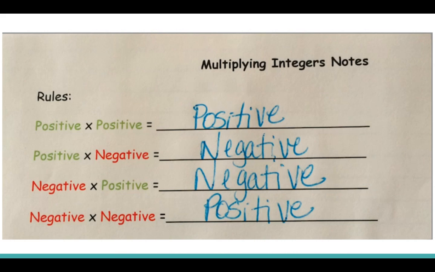All right, next is going to be your multiplying integers notes. Find your sheet with your notes. First thing we're going to go through is multiplying integer rules.